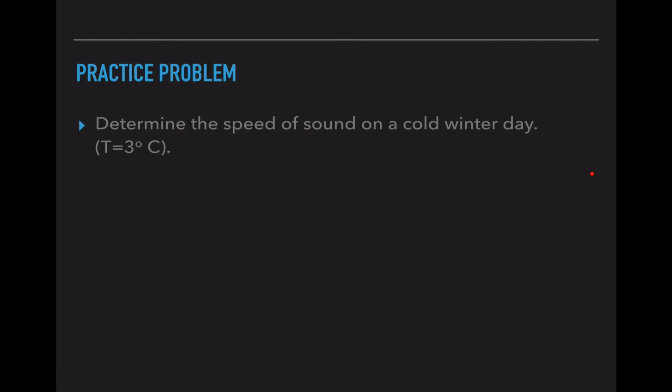So let's do a practice problem. Determine the speed of sound on a cold winter day when the temperature is 3 degrees Celsius. So we have our equation, V of sound equals 331 meters per second plus 0.6 times degrees C. So V of sound is 331 meters per second plus 1.8.